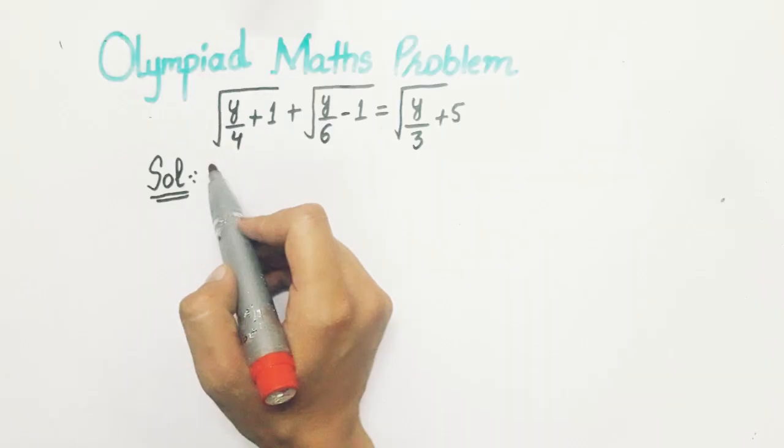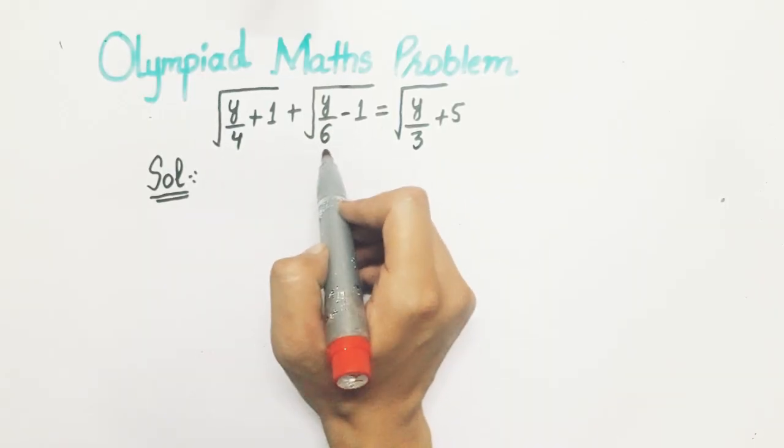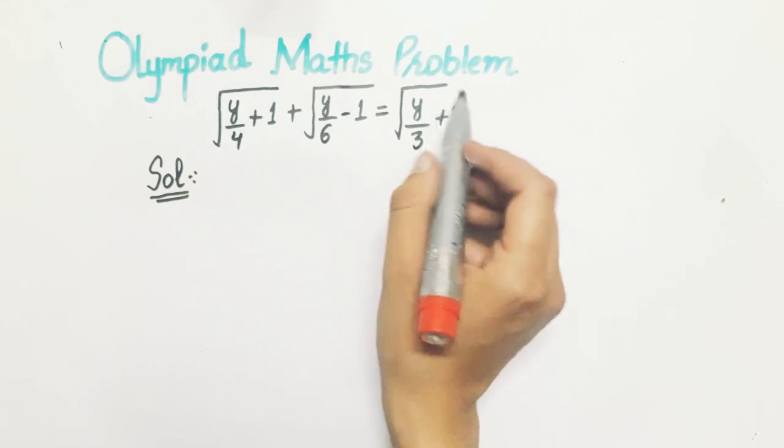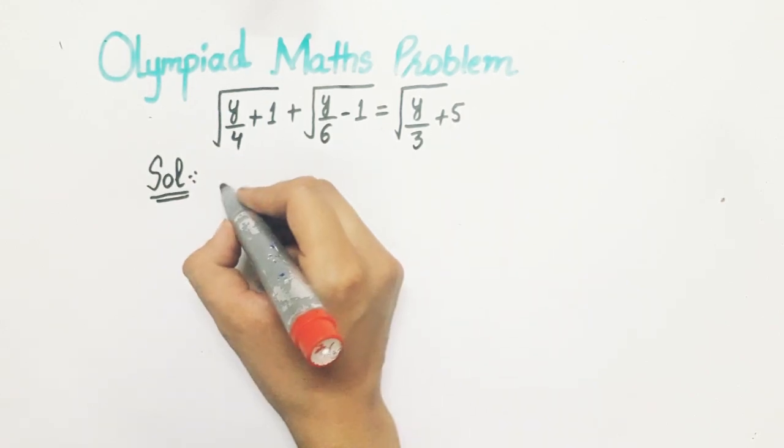Today's problem is root of (y plus y by 4 plus 1) plus root of (y by 6 minus 1) equals root of (y by 3 plus 5). You have to solve this problem.